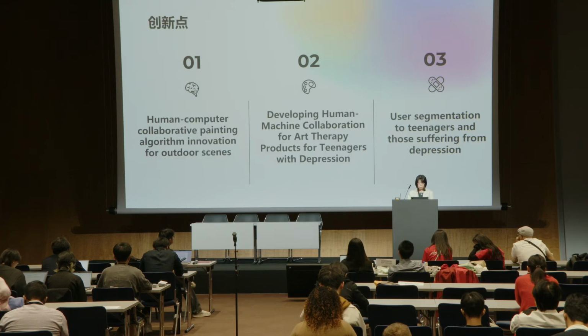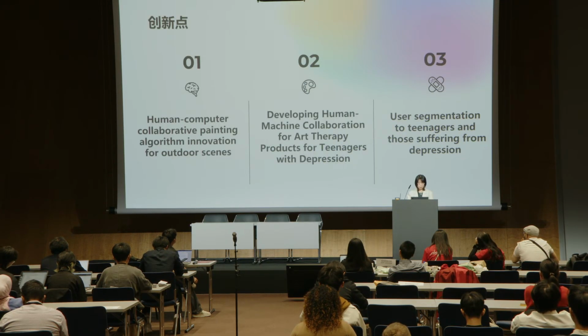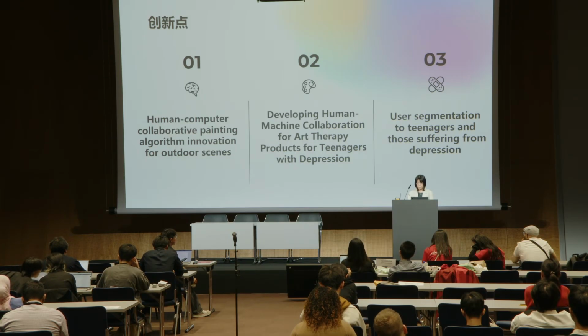And so we have three creativities. The first is human-computer collaborative painting and innovation for outdoor scenes. The second is that we developed human-machine collaboration for art therapy products for teenagers with depression. And the third is user segmentation to teenagers suffering from depression.